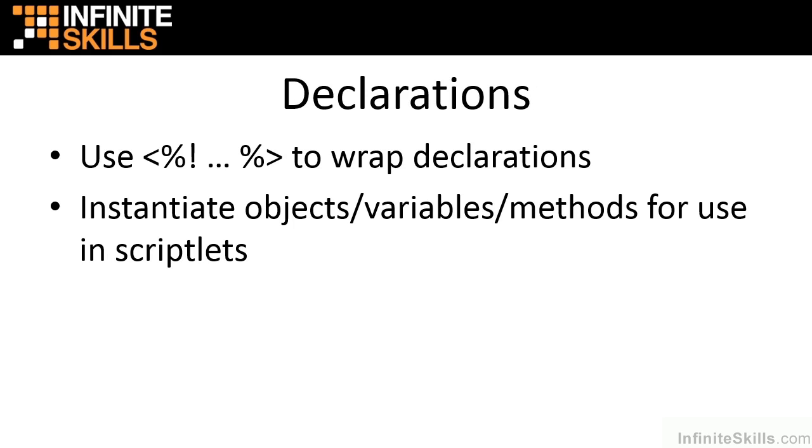So declarations are going to be very similar to our scriptlets, but the difference is going to be if we're declaring a variable or a method or instantiating some object for use, what we're going to do is just wrap that with less than % and then the bang operator or the exclamation point. So that will start a declaration. So in that code block there, you might see int i equals 0, or you might see myPerson equals new Person, or something like that.